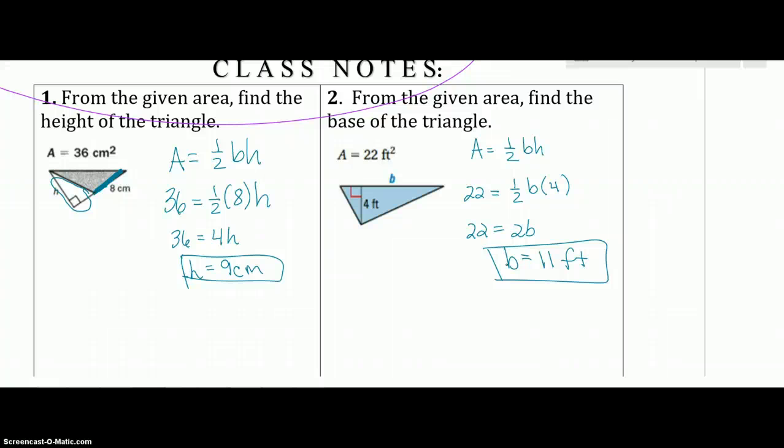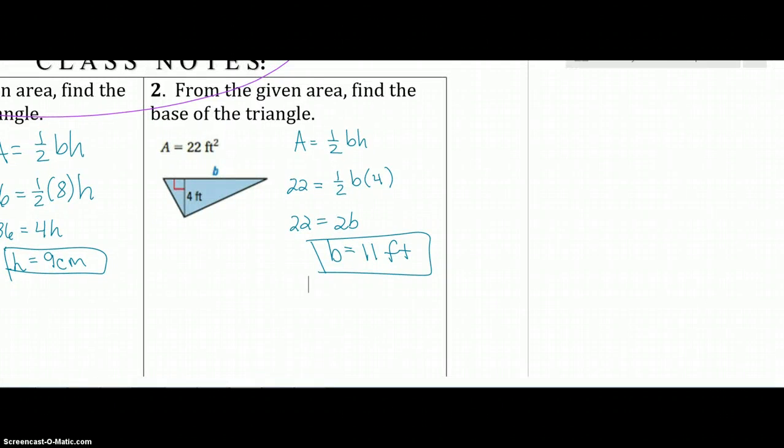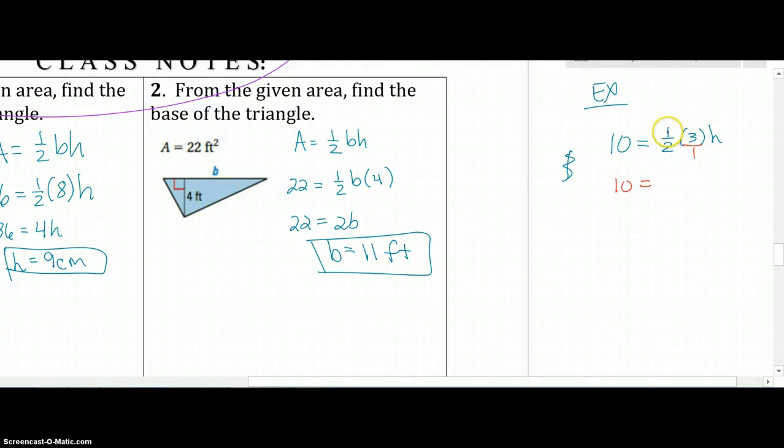Okay, as a side note, what if I had something like 10 equals 1/2 times 3 times h? How would I do that problem? Isn't 3 really just over 1? Yes, and how do you multiply fractions? Straight across. So we get 10 equals 1 times 3 is 3, 2 times 1 is 2, h.